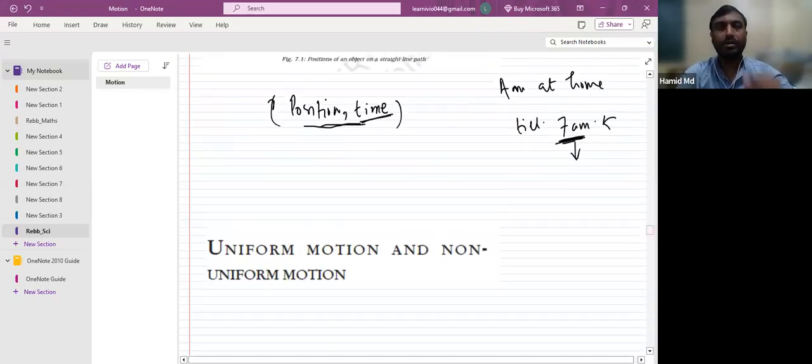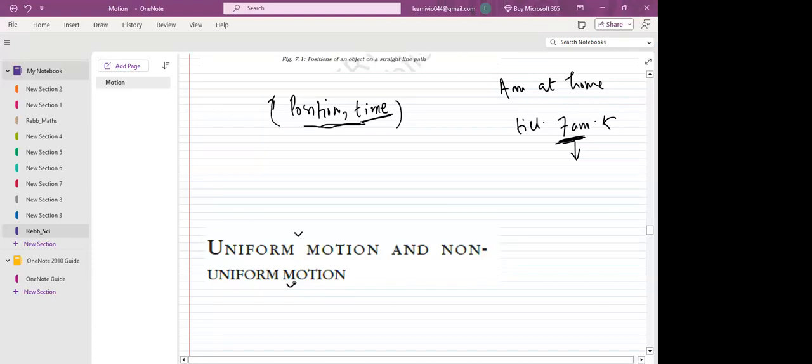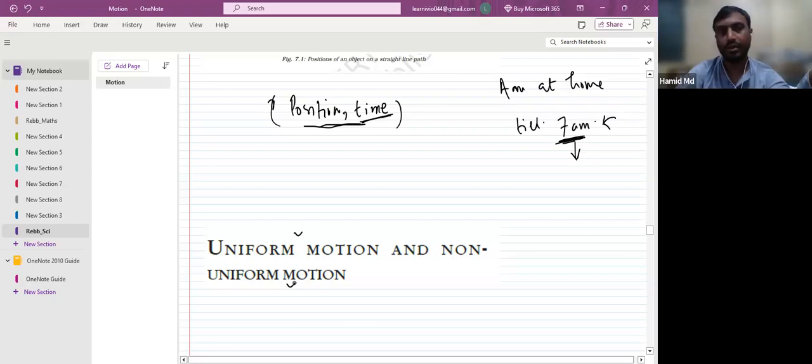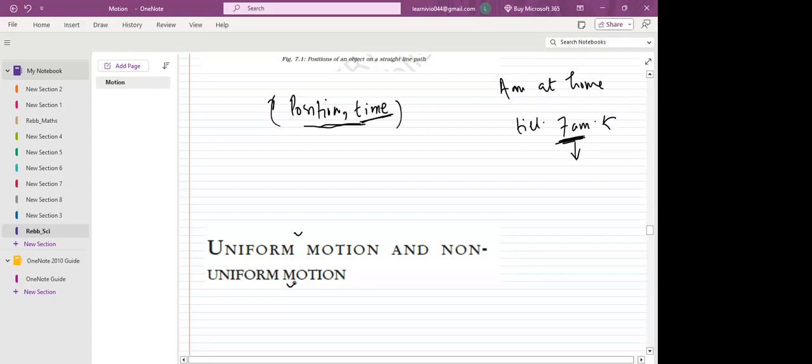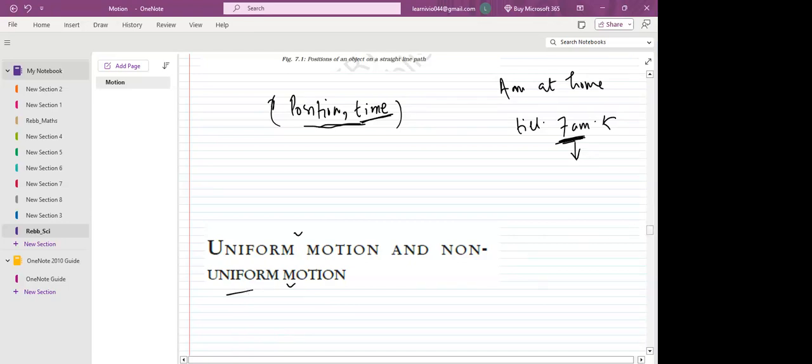So after understanding motion along a straight line, now it's time to define uniform motion and non-uniform motion. What do you know about uniform motion? Uniform motion is when the object covers or travels equal distance in equal intervals of time. Similarly, non-uniform motion is the opposite statement.